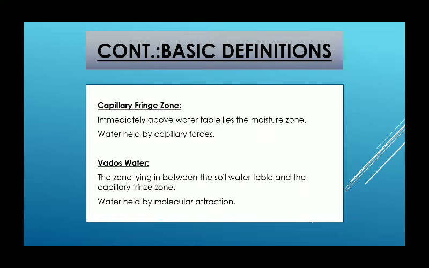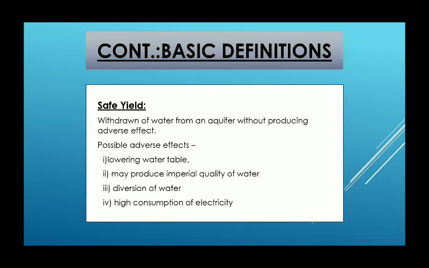Next is the vadose zone. The intermediate zone lying between the soil water belt and the capillary fringe contains water held by molecular attraction. Safe yield is a very important term. It is defined as the amount of water that can be withdrawn from an aquifer without producing adverse effects.